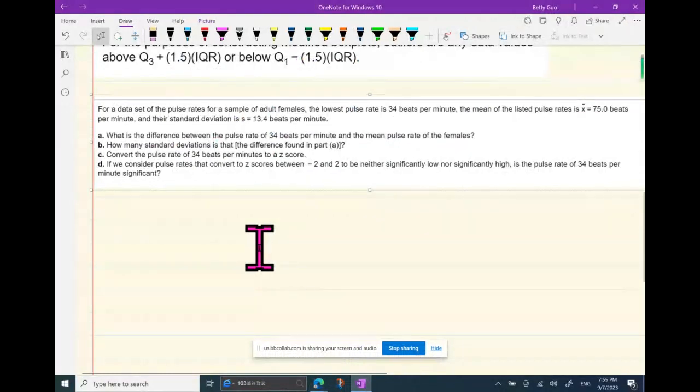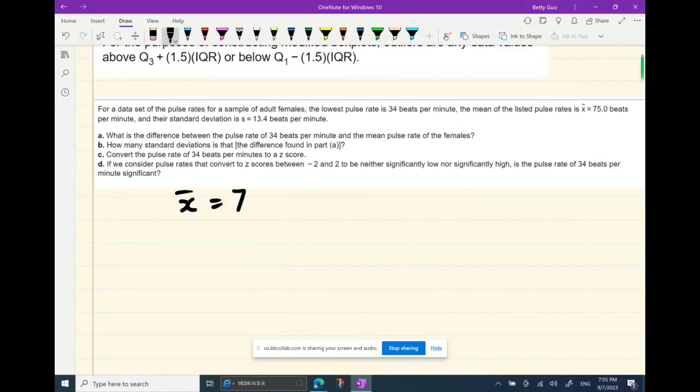For a data set of the pulse rates for a sample of adult females, the lowest pulse rate is 34 beats per minute. The mean of the listed pulse rates is x bar equals 75 beats per minute. And the standard deviation is given as well: s is 13.4 beats per minute.